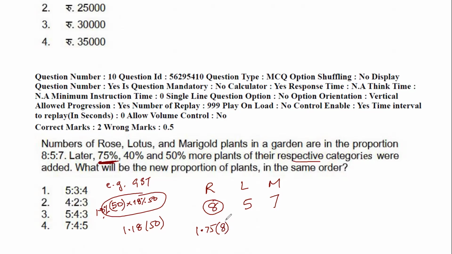Okay. Similarly, 1.4 times 5. And similarly, 1.5 times 7. What will be the new proportion of plants in the same order? So now obviously we can get rid of the decimals. So how do we get rid of the decimals? 1.75 we multiply by 100. So 175 times 8. Okay, that's for R. L is 1.4 times 100, so 140 times 5. And then M is 1.5 times 7, so 150 times 7.